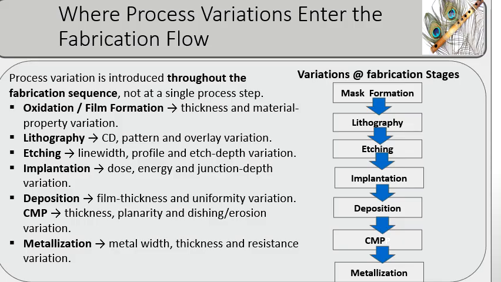Film formation processes can produce thickness and material property variations. Lithography can introduce critical dimension and overlay variations. Etching can change feature width, profile, and depth, while implantation can produce variations in dopant dose and junction depth. Deposition processes contribute film thickness and uniformity variations, and CMP can introduce thickness and planarity variations. Finally, metallization can introduce variations in metal dimensions and electrical resistance. Therefore, the final device dimensions are the cumulative result of variations introduced at many fabrication stages.